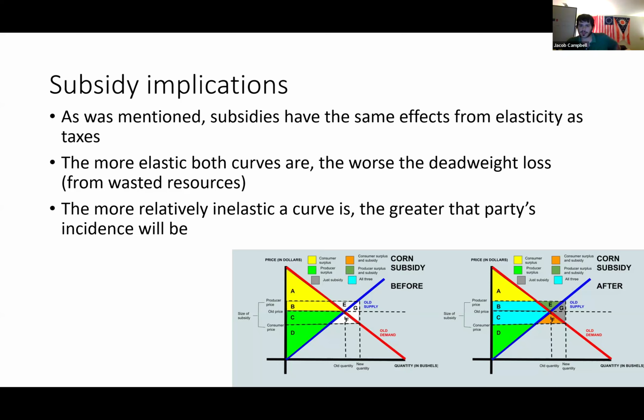And the more relatively inelastic a curve is, the greater that party's incidence will be. So again, part of the subsidy is going to get passed along. So if you're going to subsidize things, you need to ask yourself, who's going to benefit more, the consumer or the producer? Either one of those can be a legitimate goal.